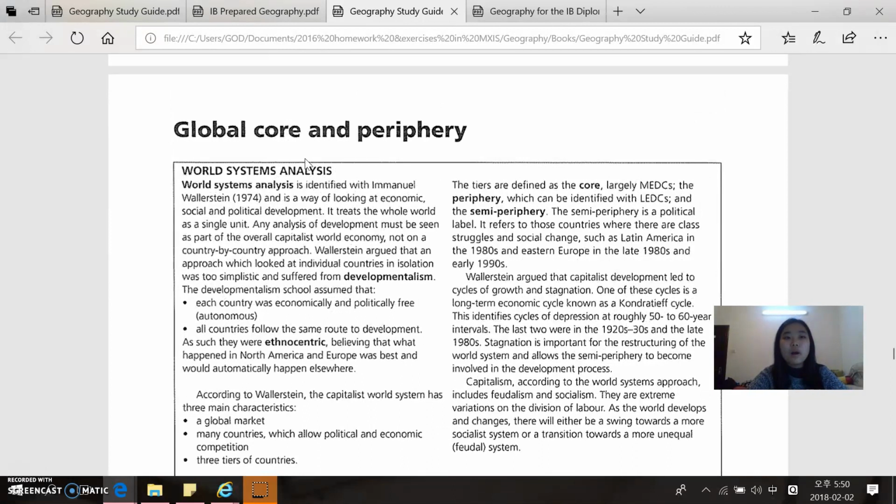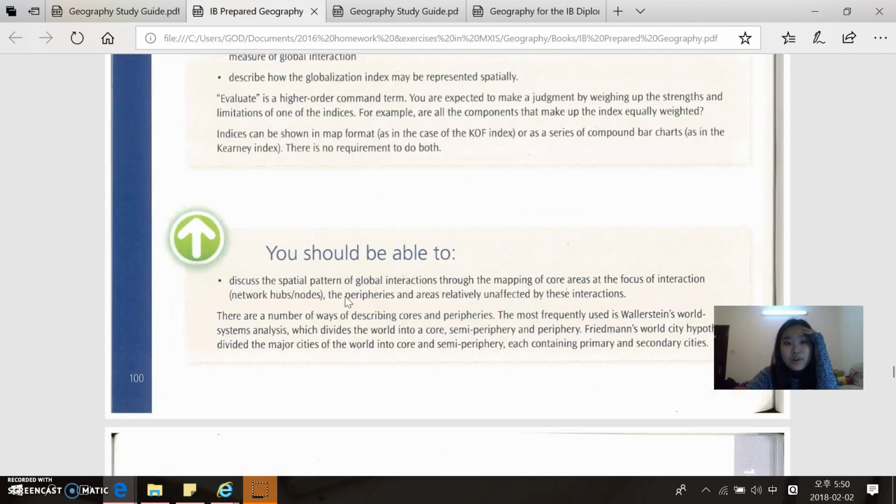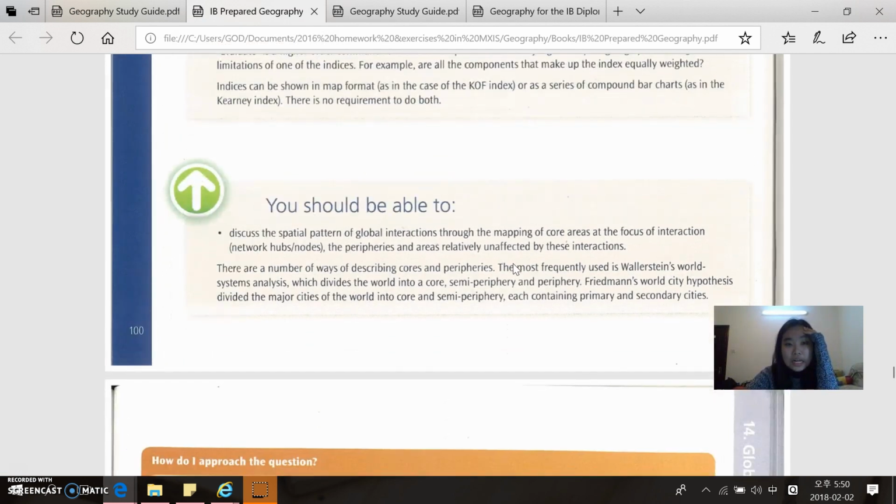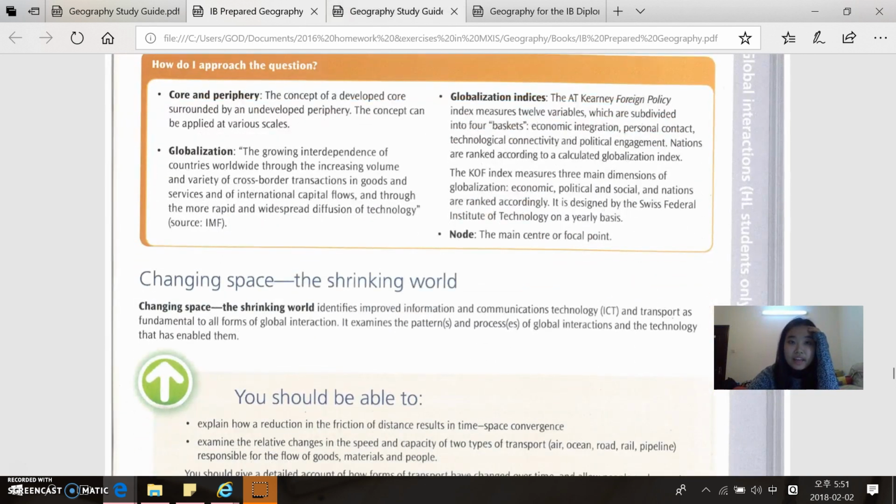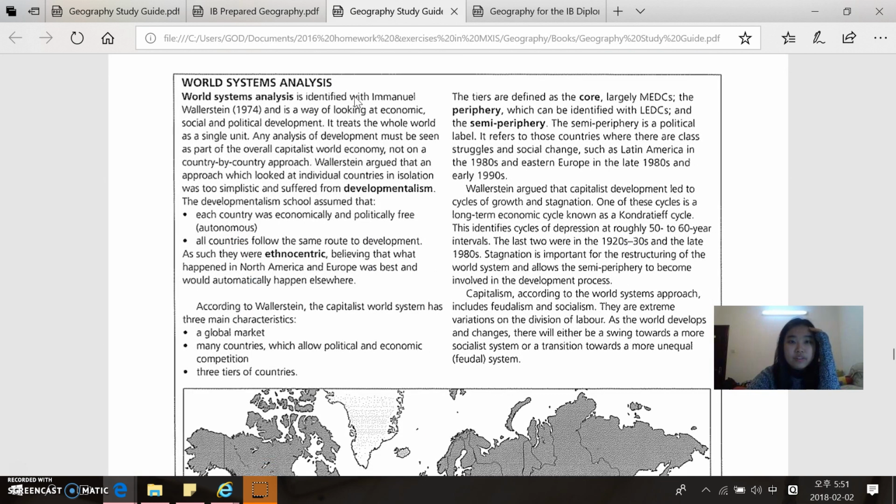Okay, so now we're going to talk about world systems analysis. This is one of the ways to describe cores and peripheries, and we have to know about that. World systems analysis is identified with Immanuel Wallerstein. You don't have to remember his name, but it's helpful. Do remember it was proposed in 1974, and is a way of looking at economic, social, and political development. So actually, it's easy to remember. Economic dimension, social dimension, political dimension in the KOF index is the same over here.